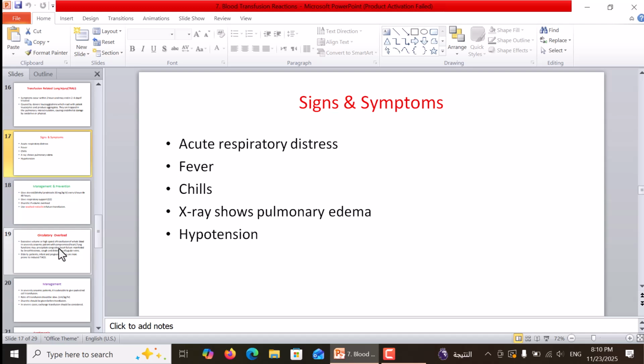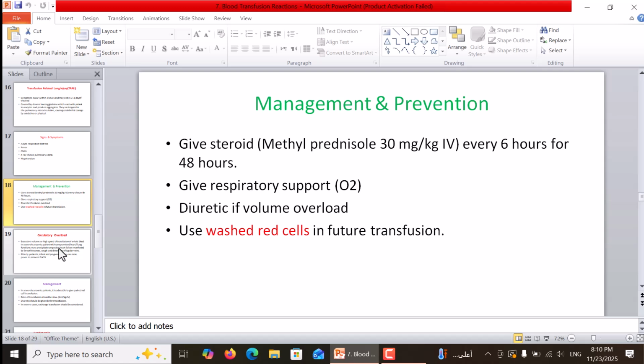The patients complaining of this reaction usually present with the following signs and symptoms: acute respiratory distress, fever, chills, X-ray showing pulmonary edema, and hypotension. We will manage such a case and prevent it by giving steroid, methylprednisolone 30 mg per kg IV every 6 hours, divided by 4 for 2 days or 48 hours. Giving respiratory support, we should give oxygen because the patients have dyspnea, and diuretic if volume overload is present. We should prevent it by giving the patient washed red cells for future transfusion.